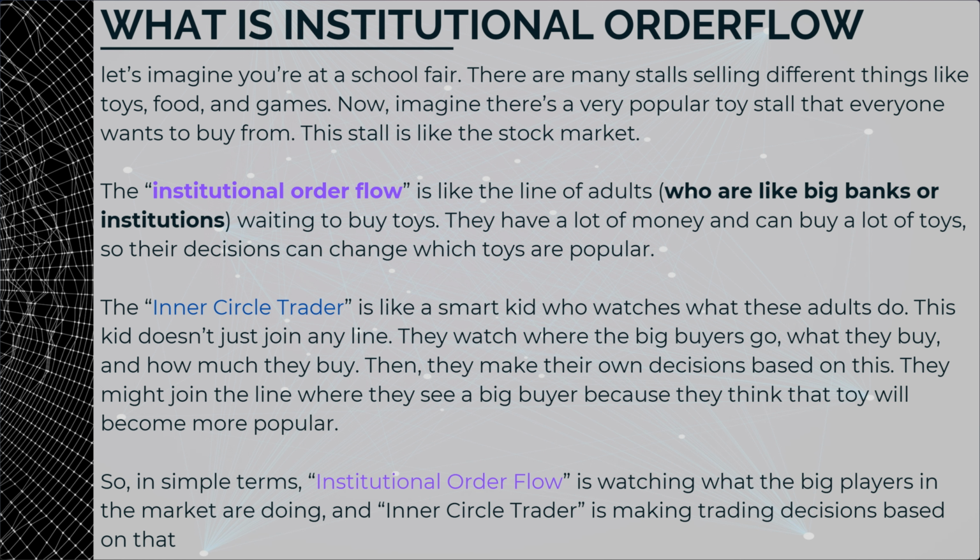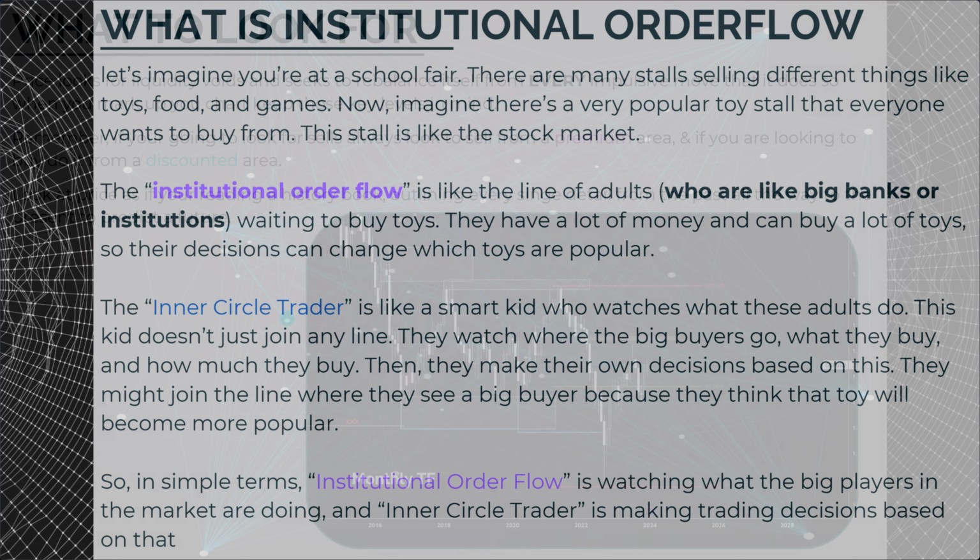are popular. The inner circle trader, or ICT, is like a smart kid who watches what these adults do. This kid doesn't just join any line. They watch where the big buyers go, what they buy, and how much they buy. Then they make their own decisions based on this. They might join the line where they see a big buyer because they think that the toy will become more popular. So in simple terms, institutional order flow is watching the big players in the market, watching them do what they do, and ICT is making trading decisions based on that.